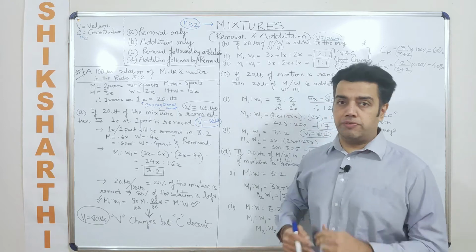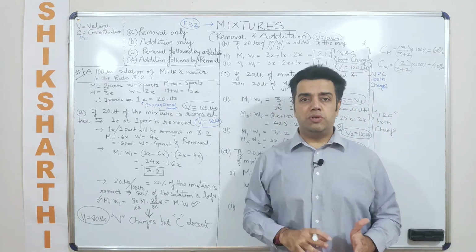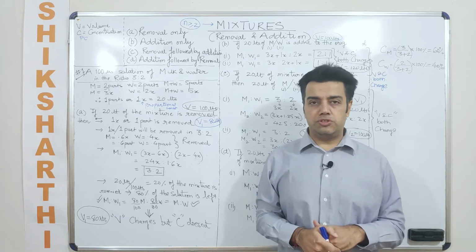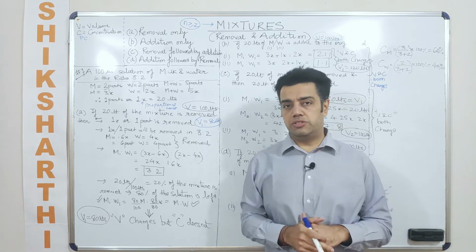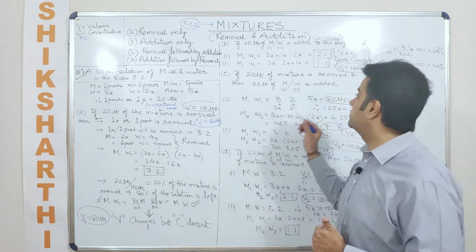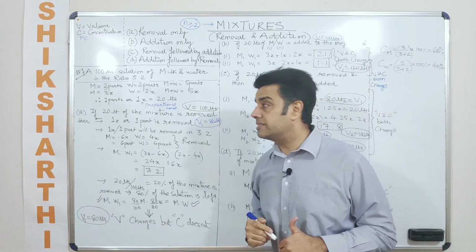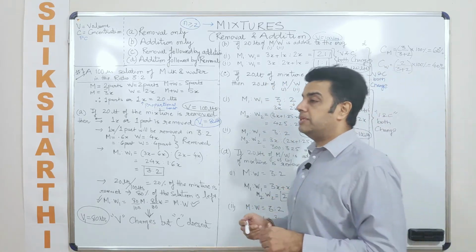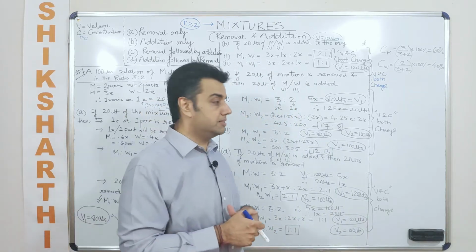Just to revise quickly, we talked about removal only. Removal only means the volume changes, but the concentration of the ingredients originally present in the mixture does not change. Addition only changes the volume and changes the concentration as well. We had talked about these 2 cases. Third case, we are removing the mixture first, followed by adding either of the ingredients originally present.